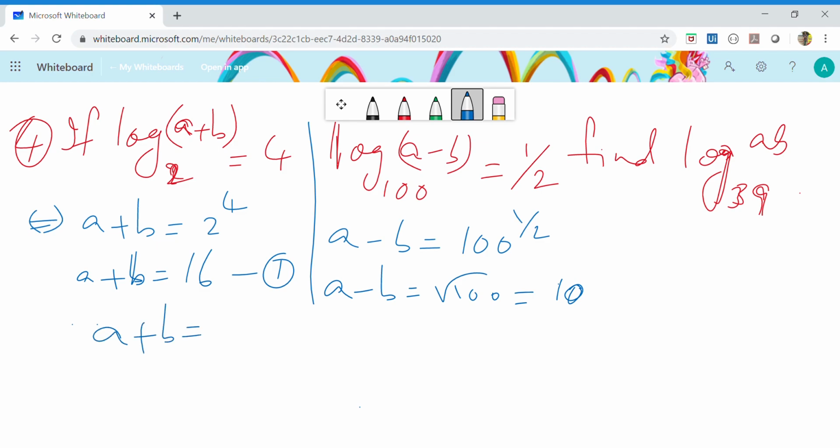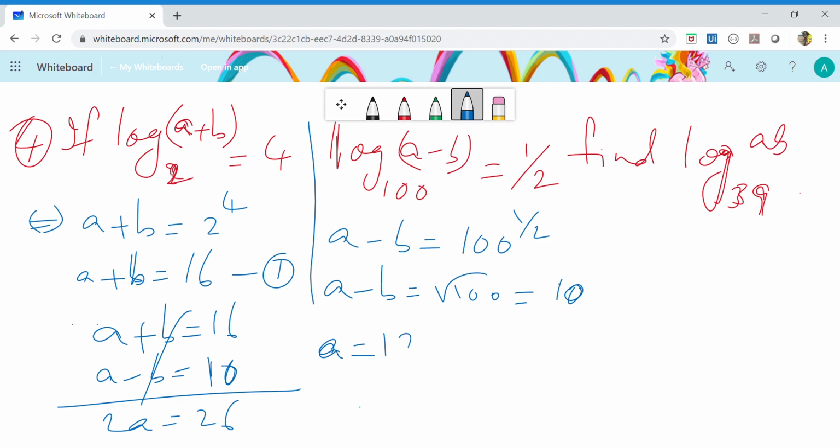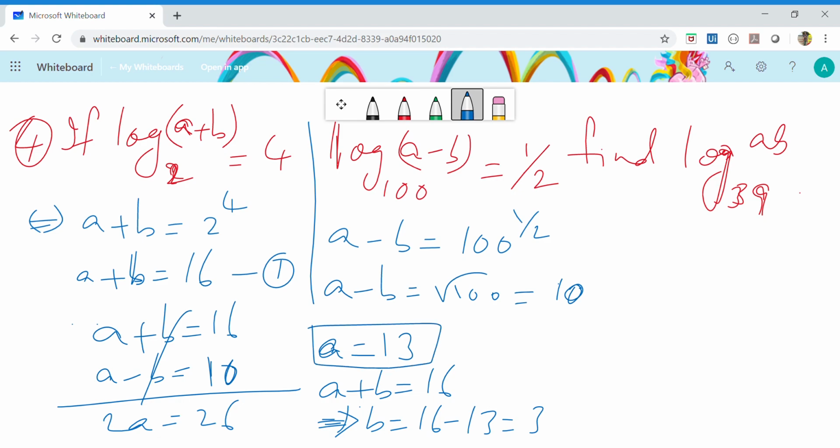A plus b is equal to 16, a minus b is equal to 10. So plus b and minus b get cancelled. 2a is equal to 26, so a is equal to 13. A plus b is equal to 16 implies b is equal to 16 minus 13, which is 3. So a is 13, b is 3.